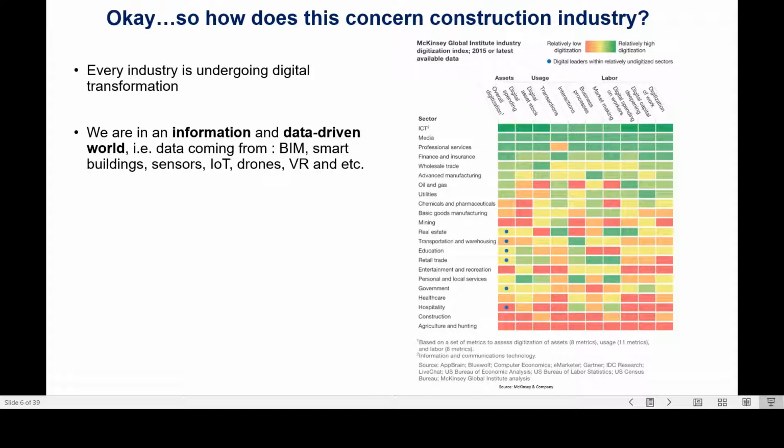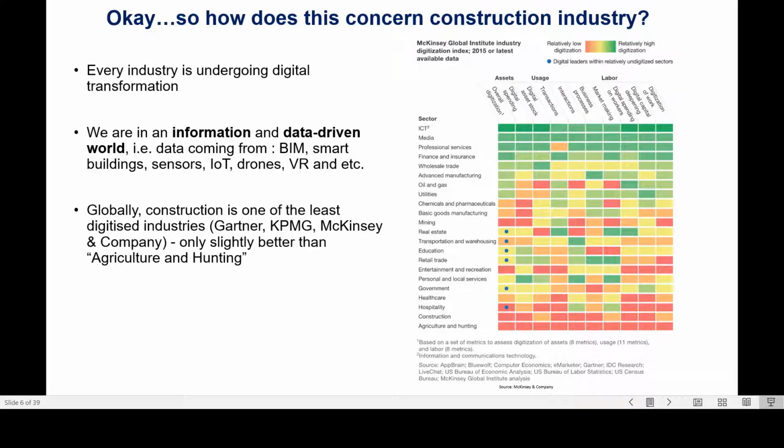And in this world where we're in an information and data driven age, where we're looking at things like BIM and smart buildings and sensors and IoT and drones, you might be wondering, how come we're still not so digitized? You don't have to look at it from just the BIM perspective of what's happening in developed countries. On the global scale, construction is not very digitized. So this narrative has to change.